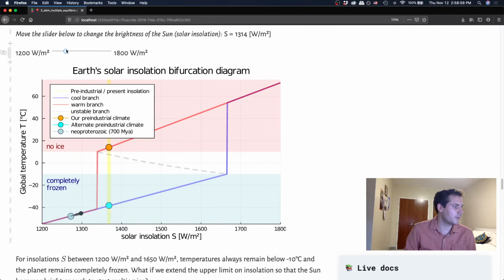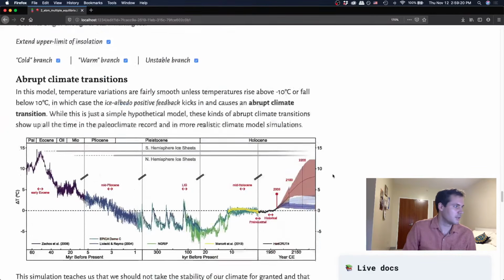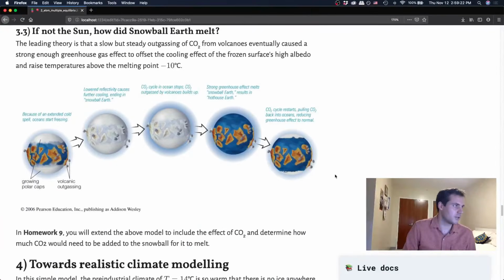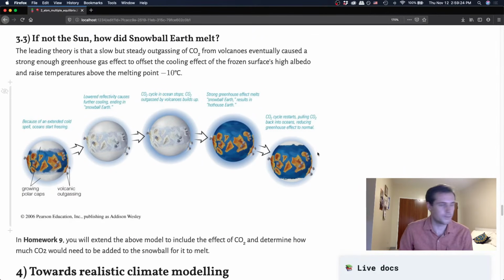If we try and warm up to the present day amount of solar brightness, the temperature doesn't go all the way to the present day value. It still stays really cold. So what gives? How did we end up actually getting out of the Snowball Earth? How do we get to today if the sun has never gotten so bright that we were able to shoot up like this?